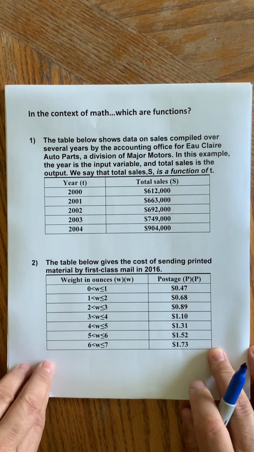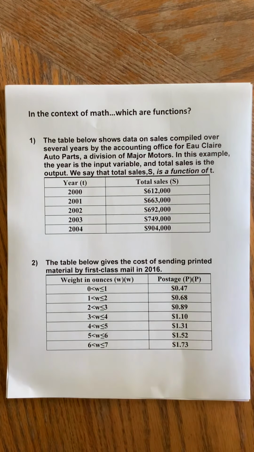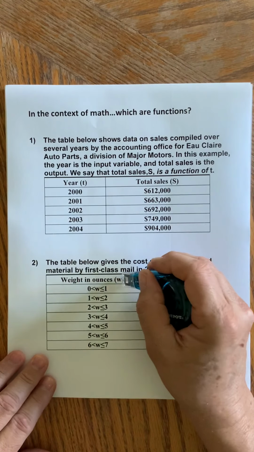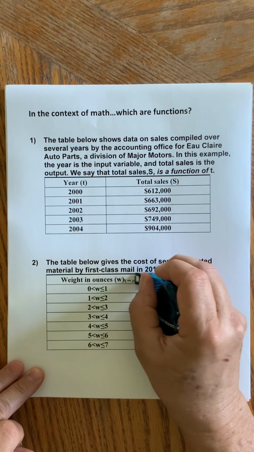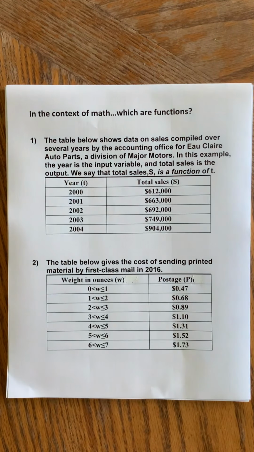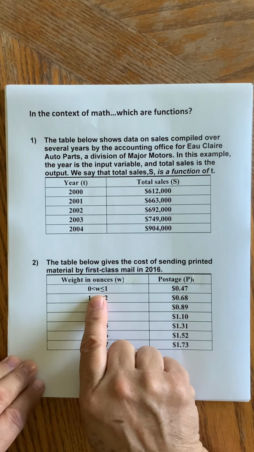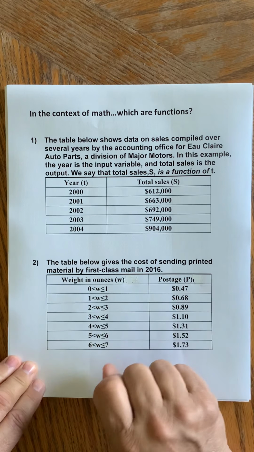Cost of sending printed material by first-class mail in 2016 at the post office. I don't know why there's 2 W's and 2 P's. I have no idea what that is about. Sorry. All right, so what this means then is if I have something that weighs up to an ounce, then I'll pay 47 cents to have it sent.